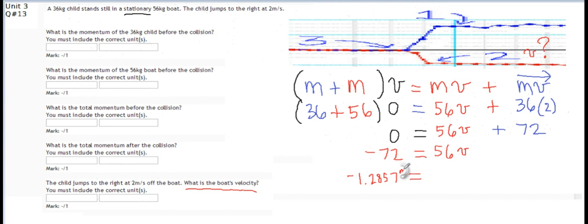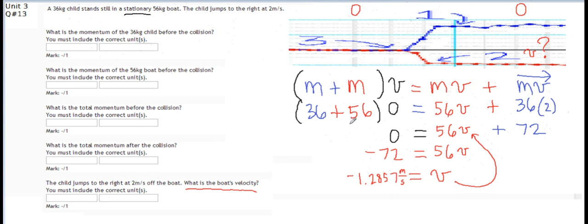Oh, by the way, that's meters per second. I don't really have to carry it out that far, but I'm going to anyway. That is equal to my V. And I'm going to do that because I want to plug it back in. And when I plug it back in right there, you're going to see that this plus this does indeed equal 0. So you'll see that this side is a total of 0, and this side is also a total of 0.